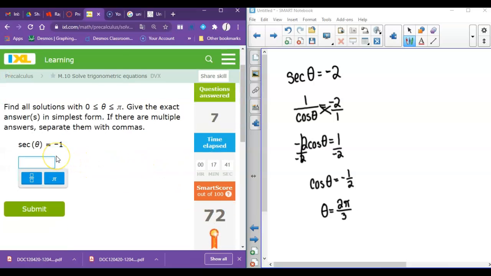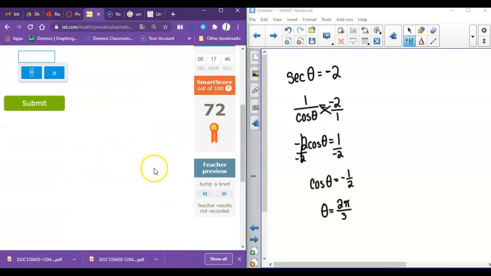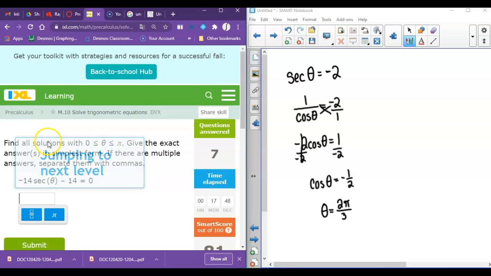Let's see. I'd like to do one that's not secant. Let's just jump to the next level. I think it'll be good. Okay, still secant. That's okay.